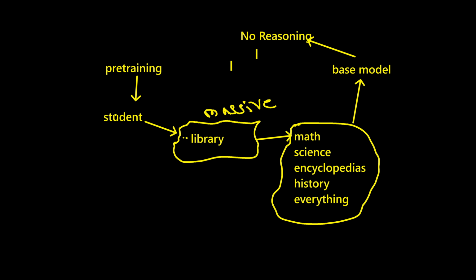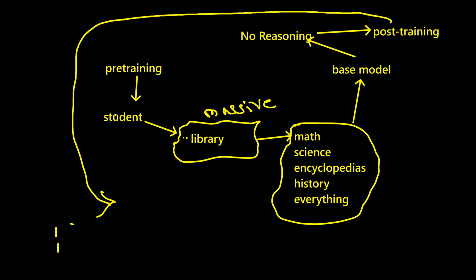They might just start quoting the textbook at you instead of actually calculating the answer, because they haven't been optimized to be a focused problem solver yet. They have the knowledge, but not the application. Which brings us to the next phase, which the industry calls post-training. Okay, so post-training is just the umbrella term for everything that happens after that massive foundational pre-training phase.